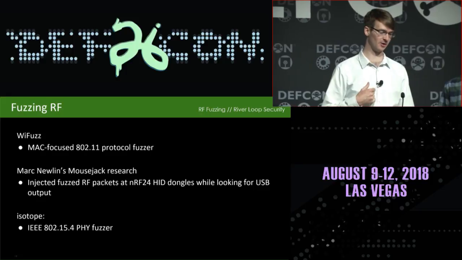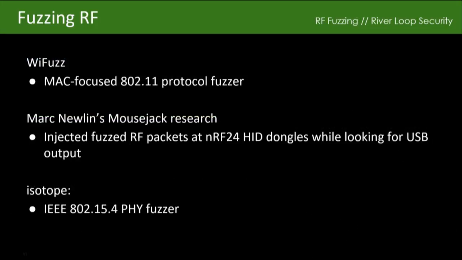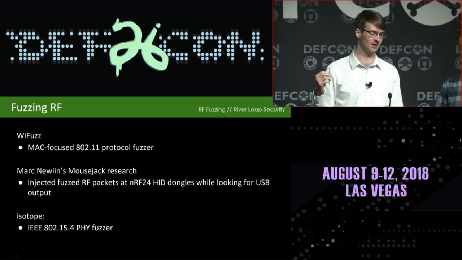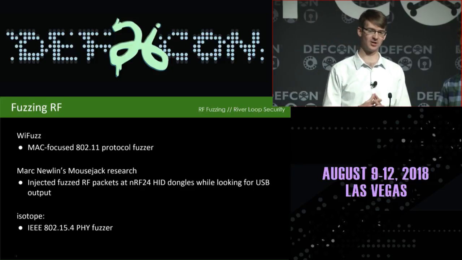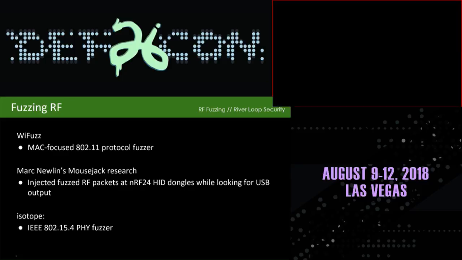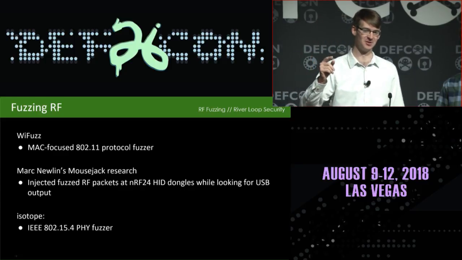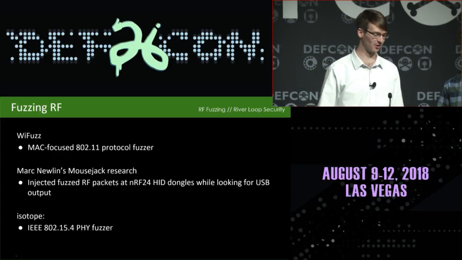Additionally, my former colleague Mark Newlin, what's up, Mark? When he was doing his MouseJack research two years ago, he used fuzzing as part of his methodology for injecting packets at these nRF24 HID dongles to find different packet injections in wireless mice and keyboard protocols. Mark chose not to open source his tools for that. Shame on you, Mark. Shame. So we cannot build on his great work.